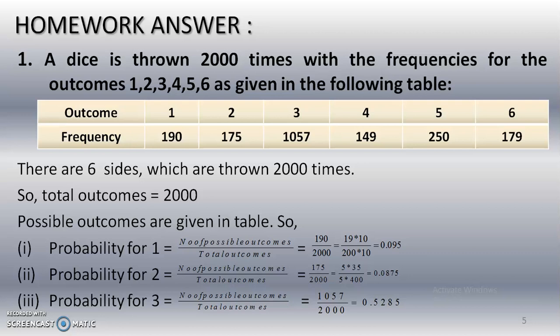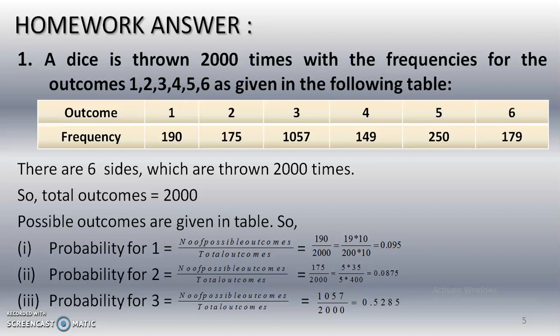Its homework answer. First, the dice is thrown 2000 times with the frequencies, meaning total outcomes are 2000 and frequencies mean possible outcomes. For the outcomes 1 to 6 as given in the following table, the frequencies are 190, 175, 1057, 149, 250 and obviously 179. So there are 6 sides which are thrown 2000 times. So total outcomes are 2000 and possible outcomes are given in the table.